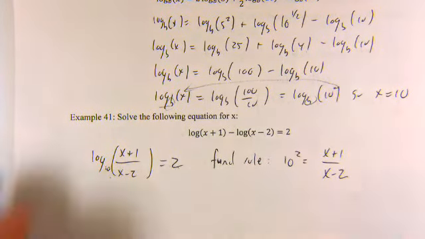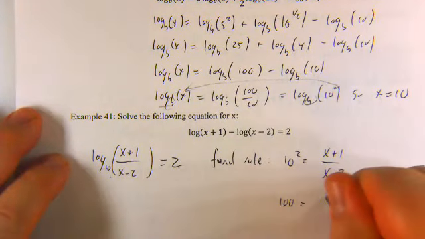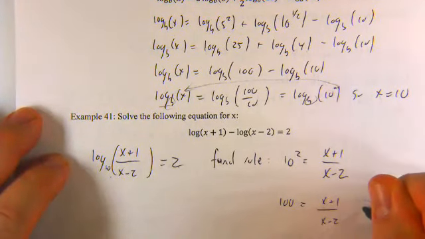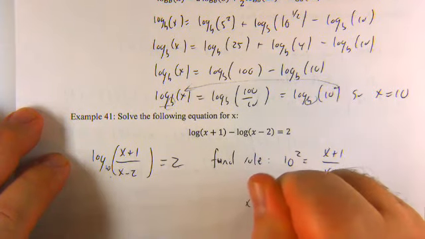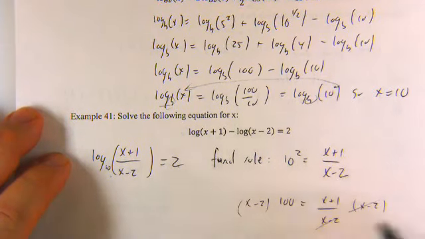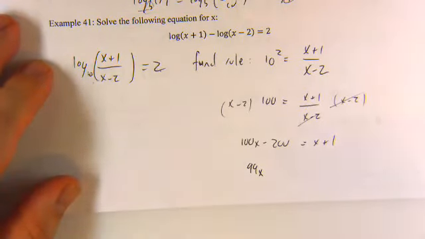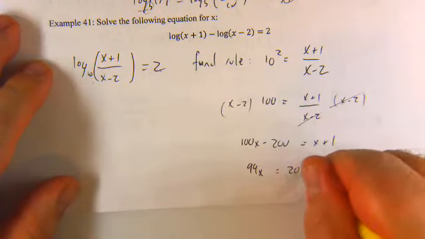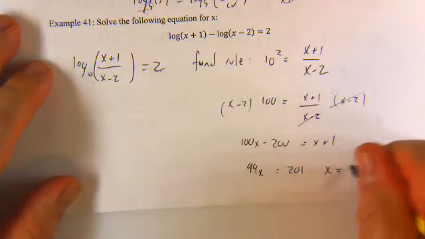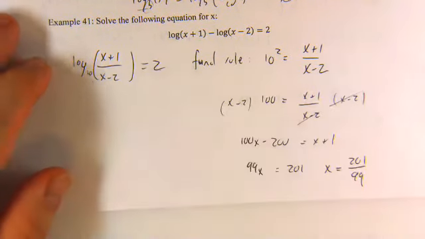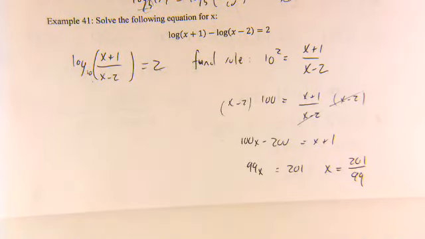Now that's not too hard to solve. 100 is x plus 1 over x minus 2. I'll multiply both sides by x minus 2. That cancels these out. And I have 100x minus 200 equals x plus 1. Subtract an x from both sides. That leaves me with 99x on the left side. Add a 200 to both sides. That gives me a 201 on the right side. So x is 201 over 99. So that's not too bad.